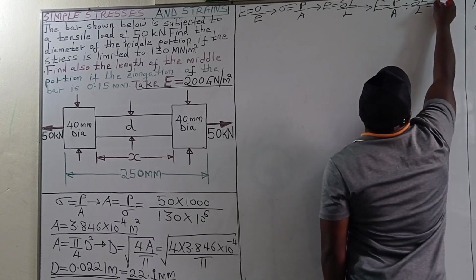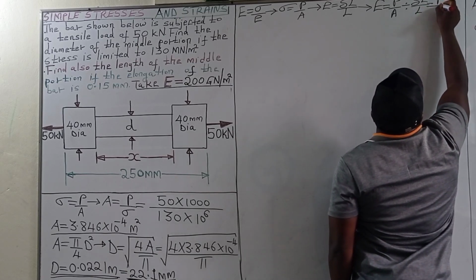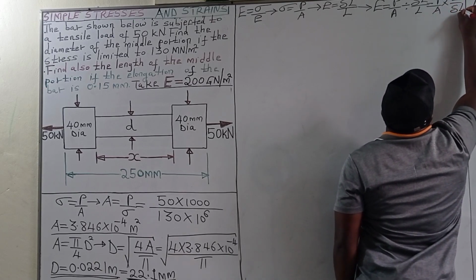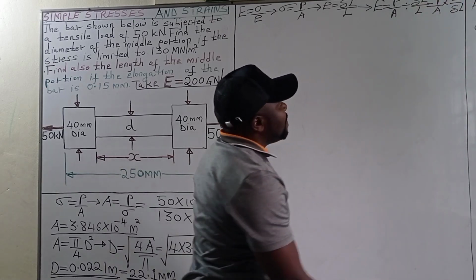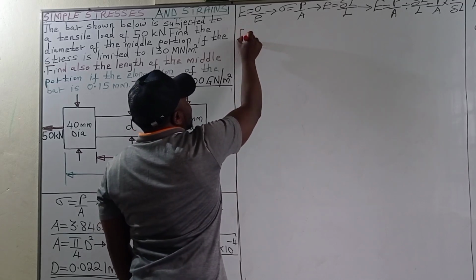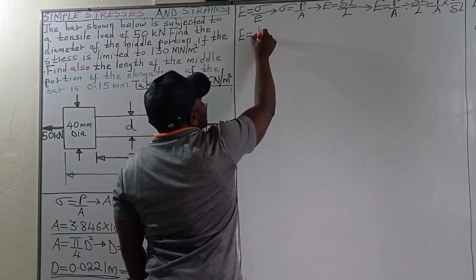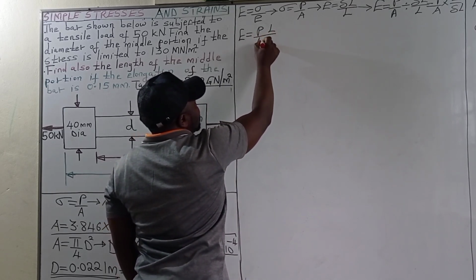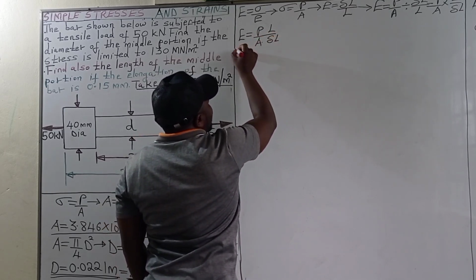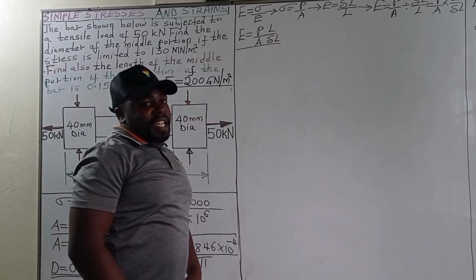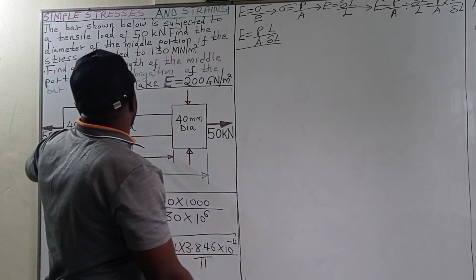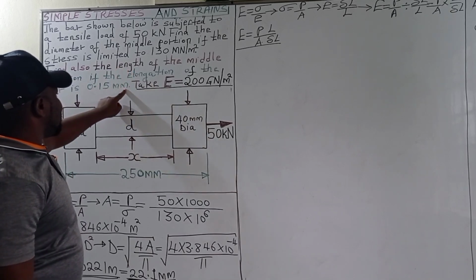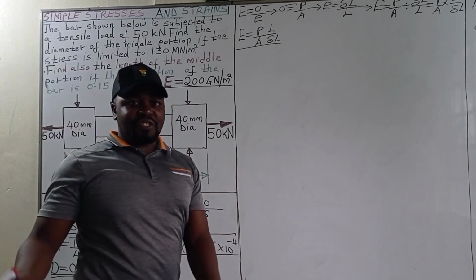And this is going to give us load over area times length divided by the change in length, that is reciprocal. Therefore, Young's modulus of elasticity will be given by load times length divided by cross-sectional area times change in length. Now, in this case, we are going to make change in length the subject. Since when you look at this point here, we are given the elongation of the member. So already we have the elongation of the member.